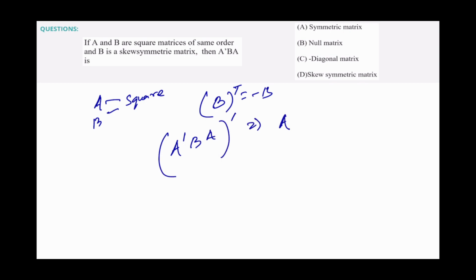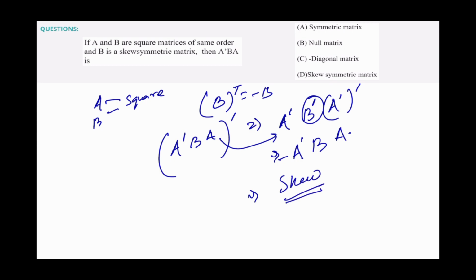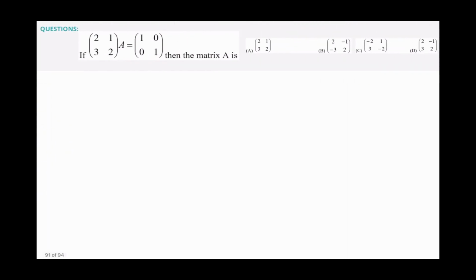So for A transpose B A, if I do the transpose of this, what will I get? This A transpose first, then B transpose, then A transpose, and whole transpose. So A transpose and B transpose is what? Minus B into A. So basically we got skew symmetric. Very simple, it depends on this B only. Whatever the B is, it depends on that.